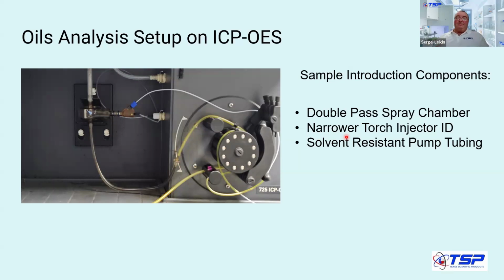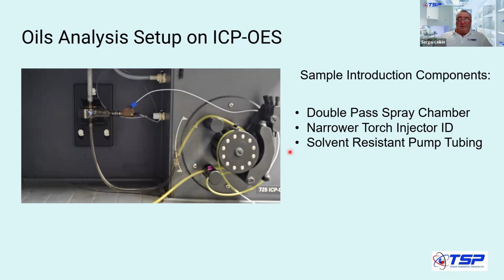So then even with kerosene type of solvents, there is more sample going to the plasma, and you need to slow it down. That's why typically a smaller or narrow injector ID is used. And of course, you need to use pump tubing that's going to withstand the solvent.